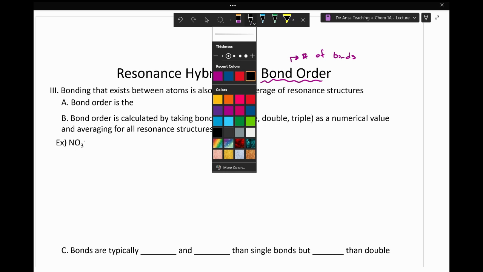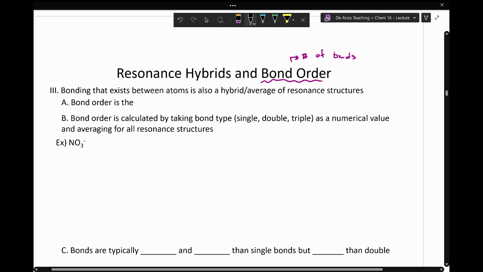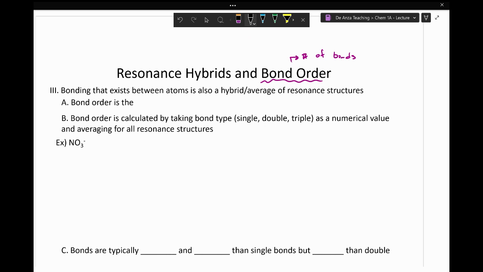And so, in the case of our resonance hybrids, we'll say that because it's this average, the bond order is typically going to be fractional. So let me just respell that. Typically fractional, because of averaging.